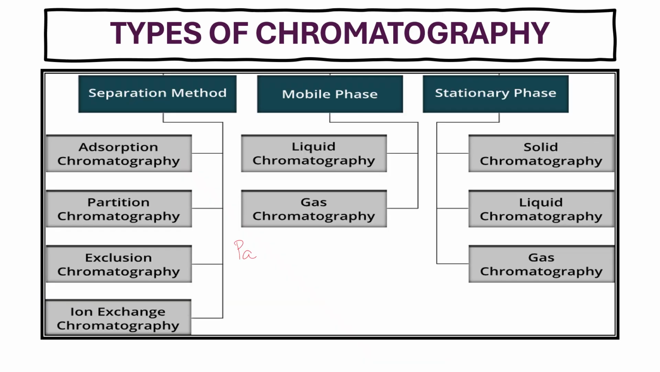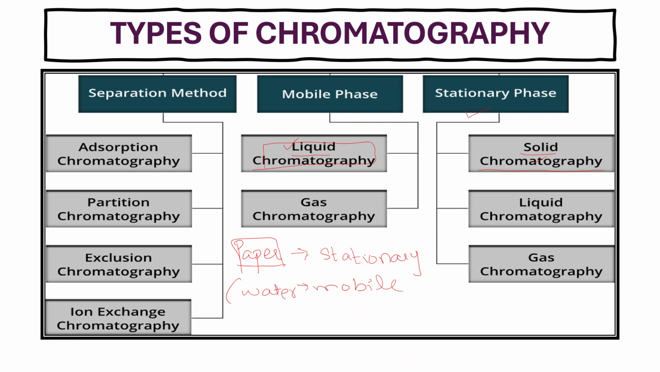So earlier we discussed one type of chromatography, and in that chromatography there are two phases. The very first phase is known as the stationary phase, in which we took paper. Paper is a solid. So on the basis of the stationary phase, we can say that paper chromatography is a solid chromatography. The second component of paper chromatography was the mobile phase, in which we took water, and that water is obviously a liquid. So on the basis of our mobile phase we can say that it is a liquid chromatography.